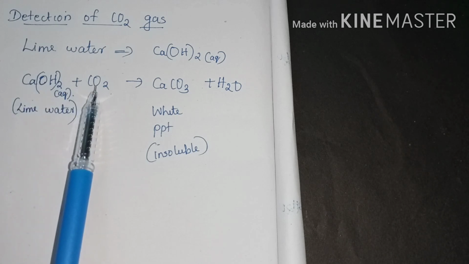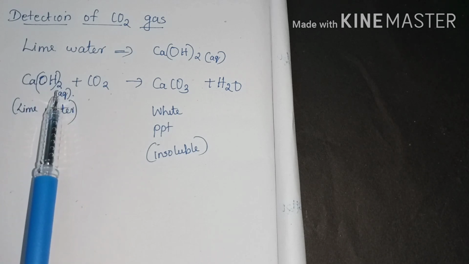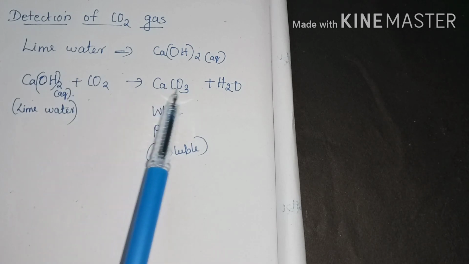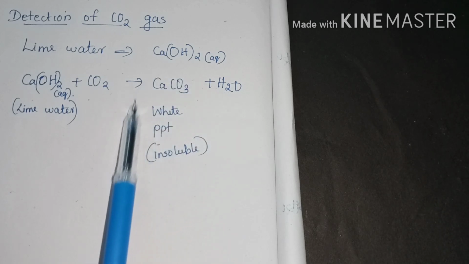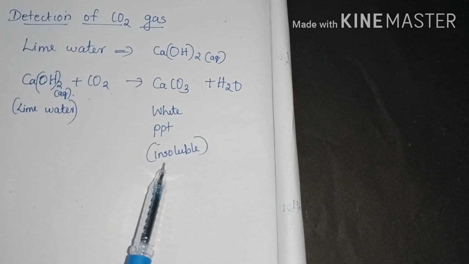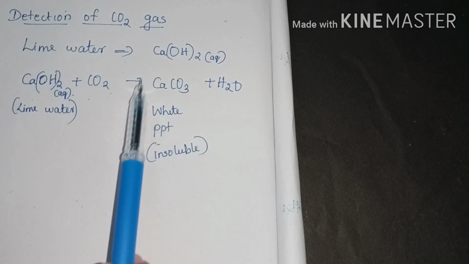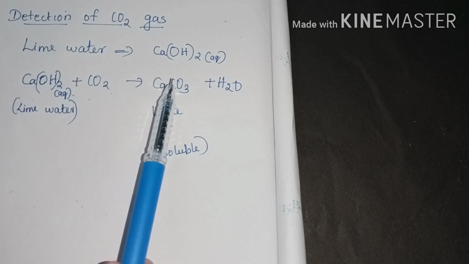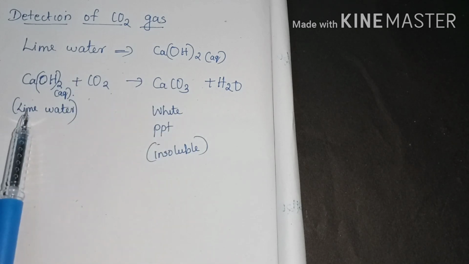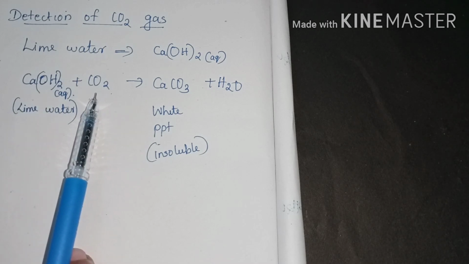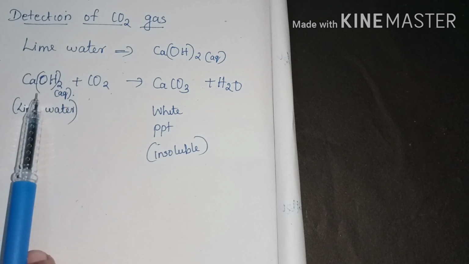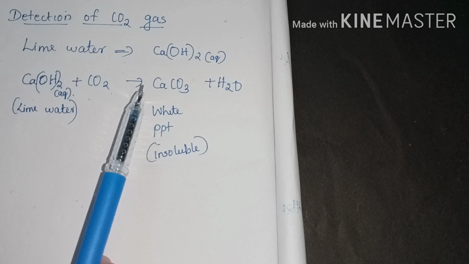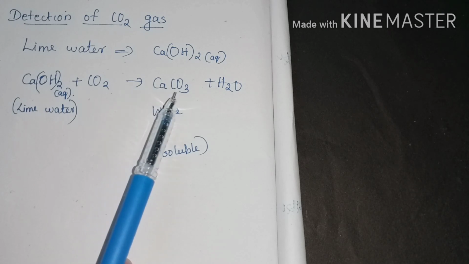So when carbon dioxide gas is passed through this lime water, what happens? It will precipitate calcium carbonate, that is, calcium carbonate and water will form, and calcium carbonate is a white precipitate and it is insoluble in water. So it appears as a white substance. As a result, the lime water turns milky. The lime water is colorless, and after passing carbon dioxide gas through it, it turns milky in color due to the formation of insoluble white precipitate of calcium carbonate.